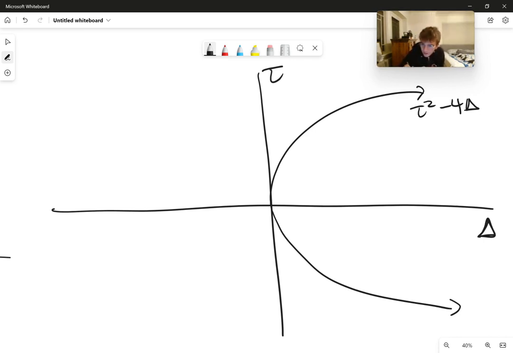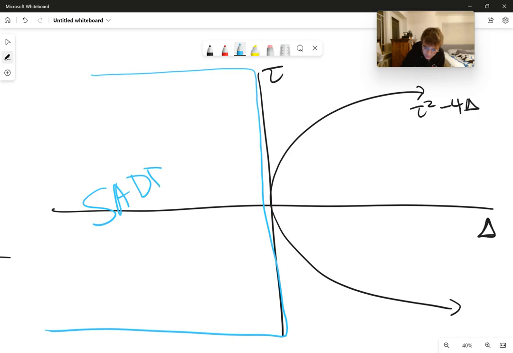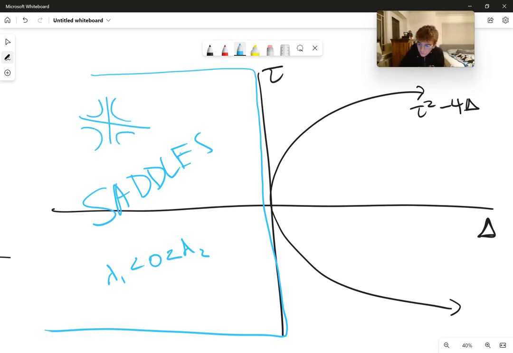Now on this map, I can divide it into all the categories we've talked about, into all these different regions. So in this region here, noted with blue, everywhere where the determinant is negative, I have saddles. So this is lambda 1 is less than 0, less than lambda 2, so eigenvalues of opposite sign. And now in this upper region, this upper quadrant, I'm going to have a positive trace, so I'm going to have an unstable node.